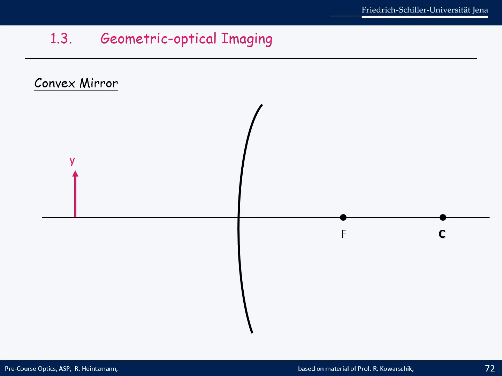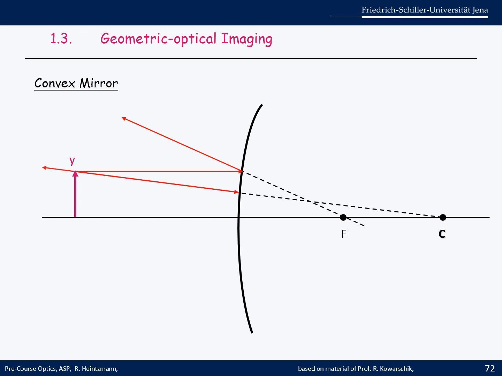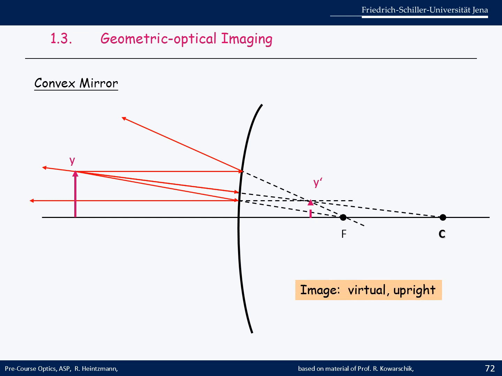We have a convex mirror. We put an object, for example, here. What are the rules there? We have a parallel ray. It will be reflected as if it was coming from the focal point here. So we have to draw it like this. If we have a ray that is directed towards the center, it would be reflected back in its original direction. And if we have a ray that is directed towards the focal point, it will be reflected parallel to the optical axis, like this. So we get a virtual image and it's upright here.